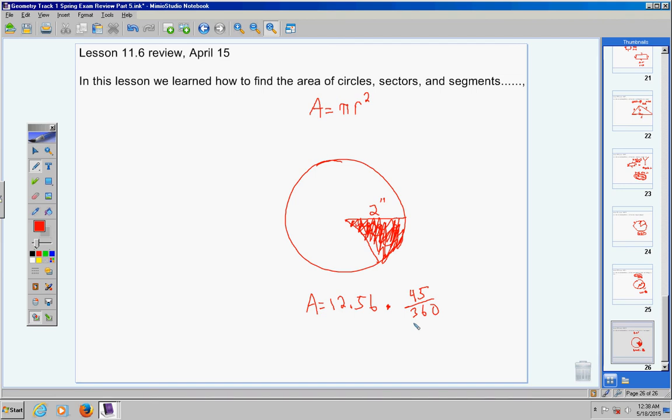Let me quickly grab my calculator and do this, just to give you guys a little closure and a little of answers. 1.57. So the area of the shaded sector right here is 1.57.